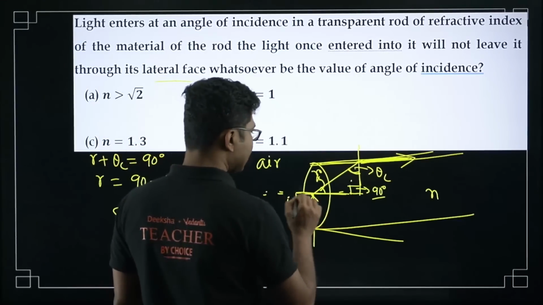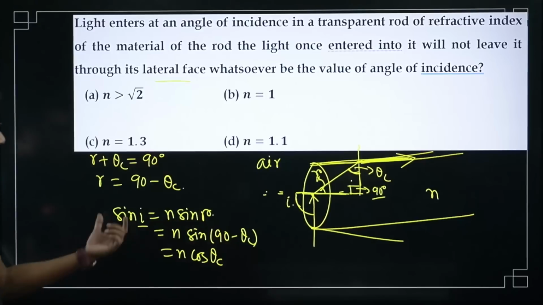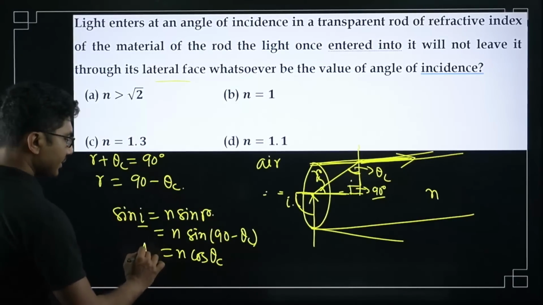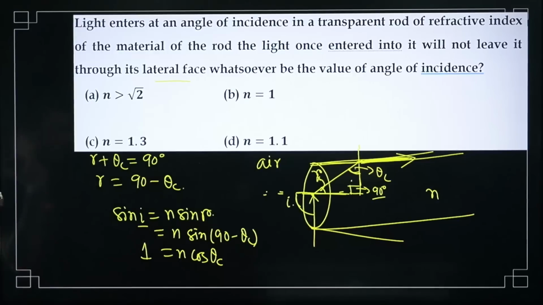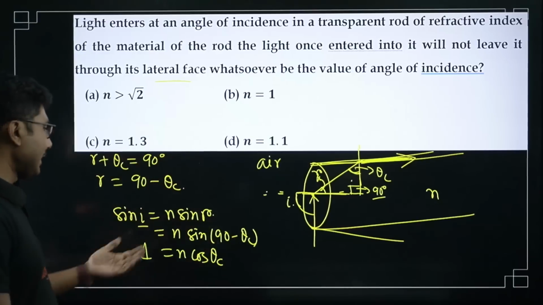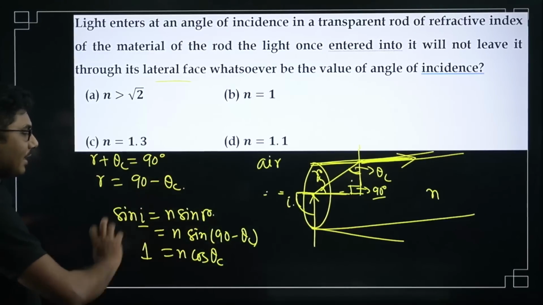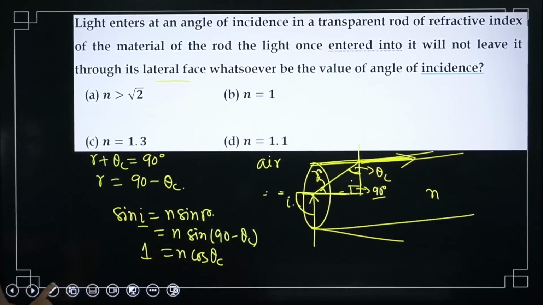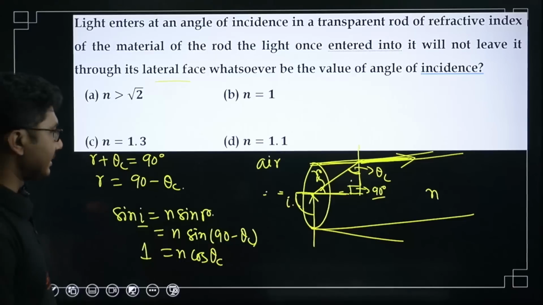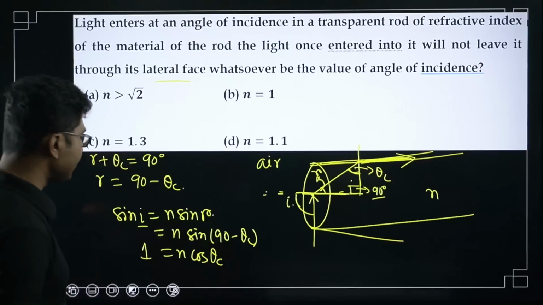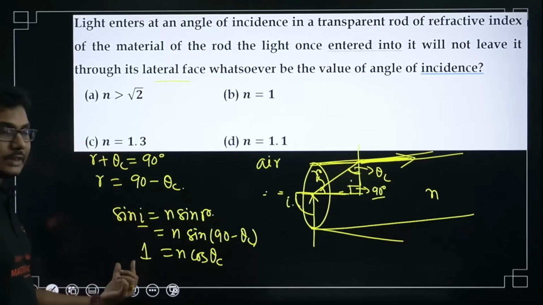Okay, so in that case, what is the value of sin theta? Sin theta will be 1. So the maximum possible value is this. This is the limiting case. Any angle less than that we can manage, right? So if this condition is valid for sin i equal to 1, then it will be valid for all the other angles, right? So we have to find this condition for the maximum possible angle of incidence, that is sin i equals 1.